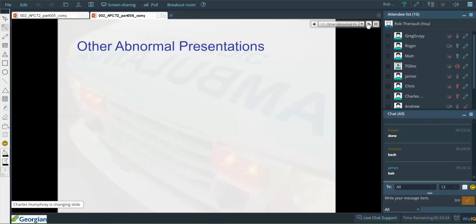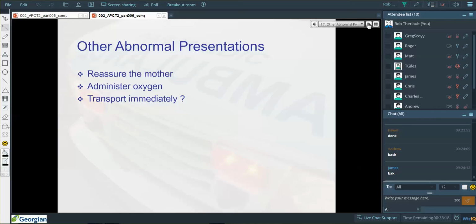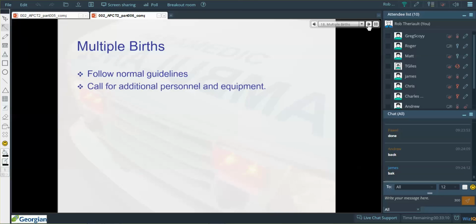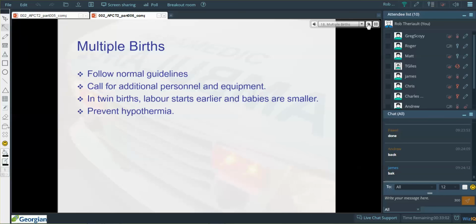Other abnormal presentations. I think we're missing a slide here. Multiple births follow normal guidelines. So call for additional help and equipment. Obviously, in twin births, labor starts early and babies are smaller. So we can keep that in mind.